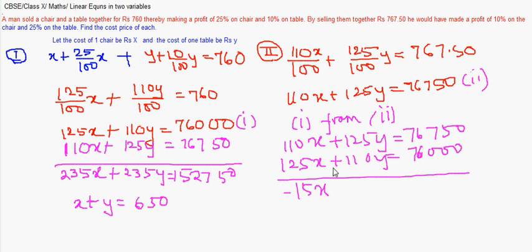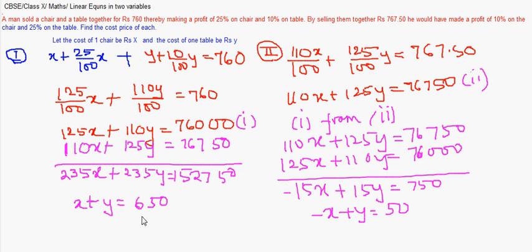plus 15y, plus 750. Now again, if I cancel this by 15, because 750 divided by 15 would give me 50, so it is minus x plus y is equal to 50.